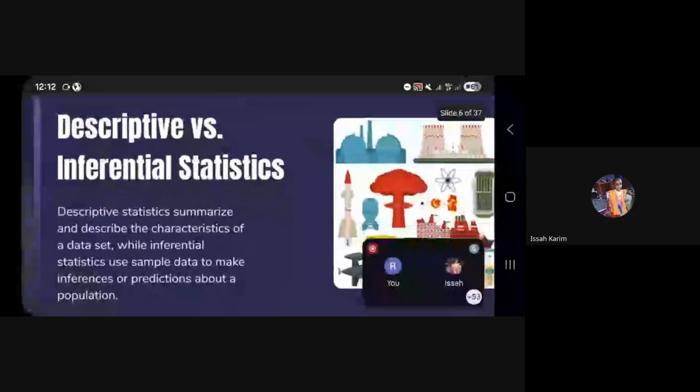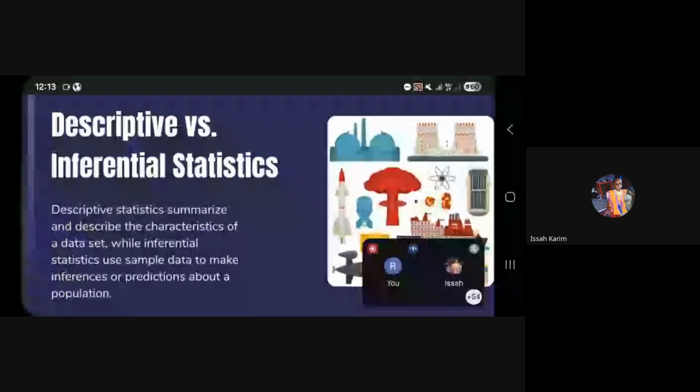So descriptive and inferential. For 5, let's look at the difference between the two. When you hear examples about descriptive, tell me some examples.